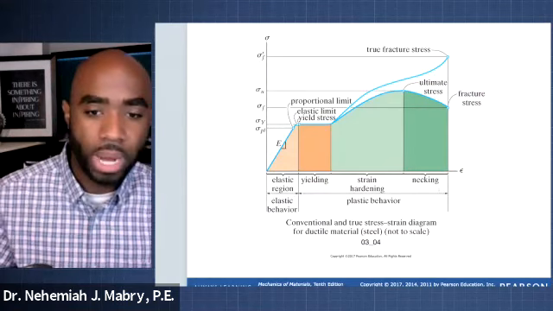What I think I'm going to do right here is I'm going to show you a little clip of a video that I found on YouTube that just kind of gives you a visual representation of what's happening here in this stress strain diagram.